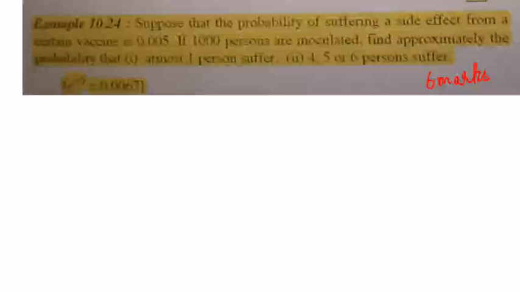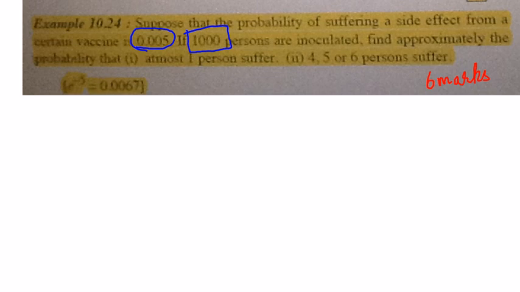Example 10.24 is a 6-mark sum. So they say that the probability of suffering a side effect from a certain vaccine is 0.005 and 1000 people have taken that vaccine. 1000 persons are inoculated means 1000 people have taken that vaccine. Now you have to find the probability that at most one person is suffering from the side effect. That means maximum one person is suffering and it can be lesser than that also, right?